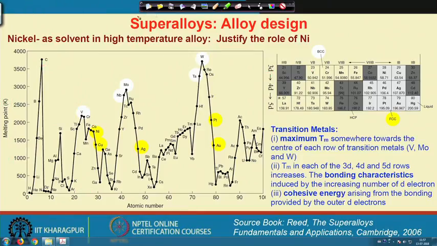On the other hand, the maximum melting temperature is somewhat at the center of each of these rows. So, like here we have vanadium, and here we have molybdenum, and we have tungsten. So, these are the elements lying here. Now, these unfilled blocks are all BCC elements, whereas the slightly gray region are the FCC elements.